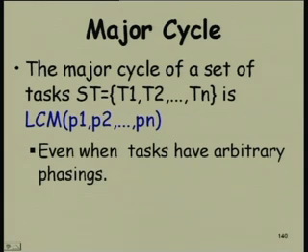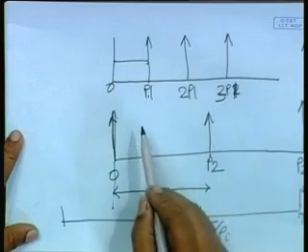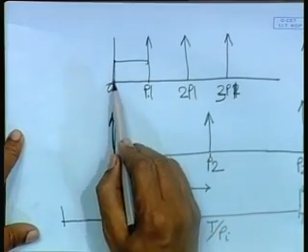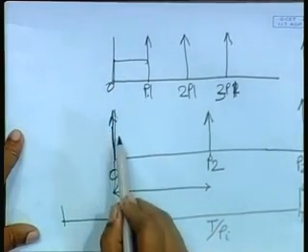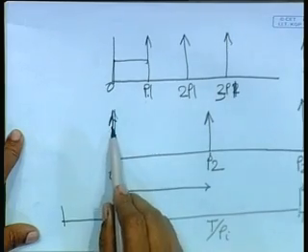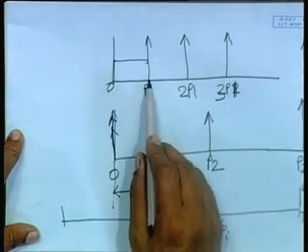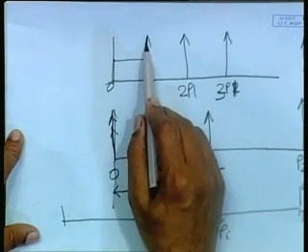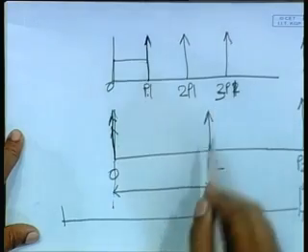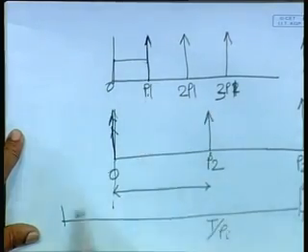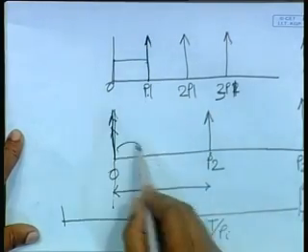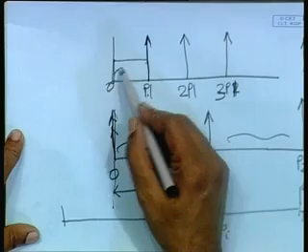And here, even when the tasks have arbitrary phasing, we had seen this simple case, the one where we had considered the 0 time. The task P1 has arrived, P2 had arrived with respect to the 0 time and so on. They have kept on repeating here.